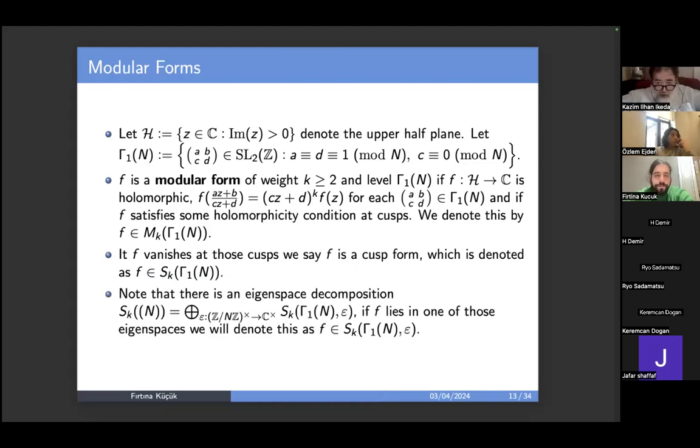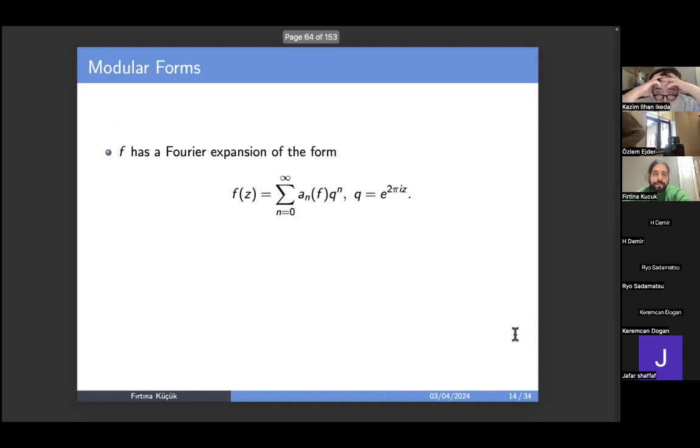There's an eigenspace decomposition like this. This will be Gamma_1(N) anyway. So we can decompose this by characters, one for each character. If f lies in one of those eigenspaces, we will denote this as this, and we will call this epsilon the Nebentypus of f. So f has a Fourier expansion of this form because it is one periodic in this case.